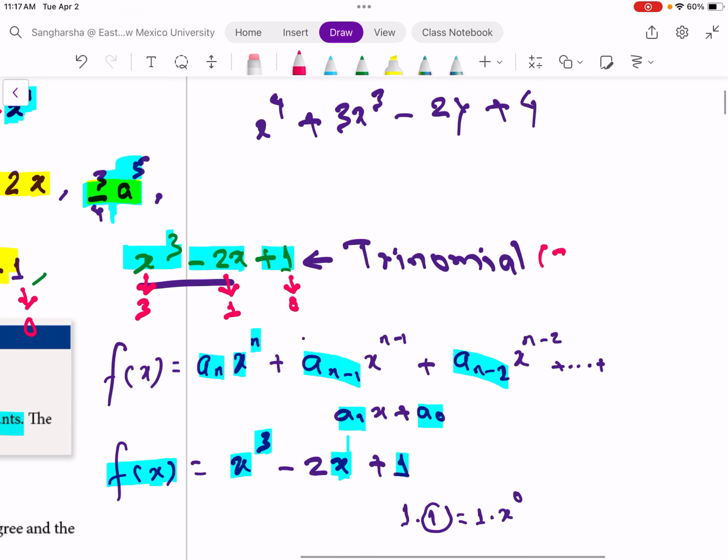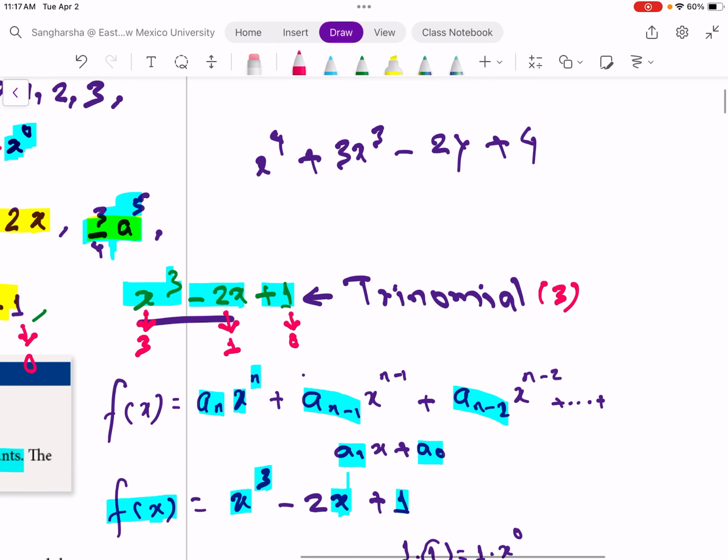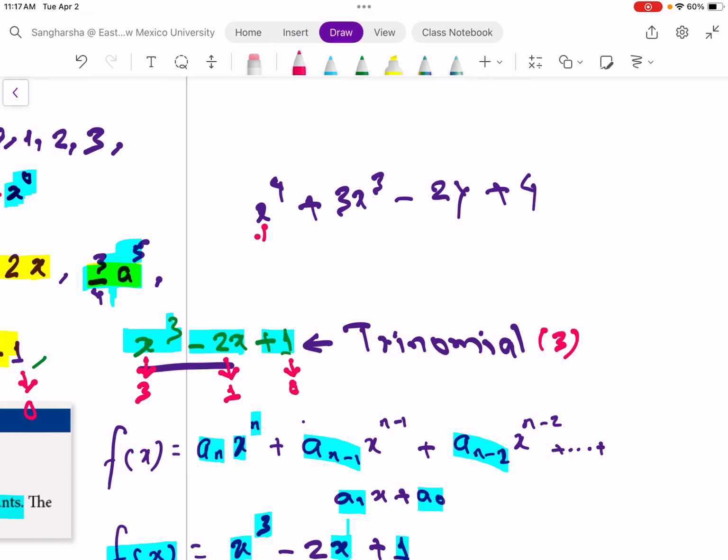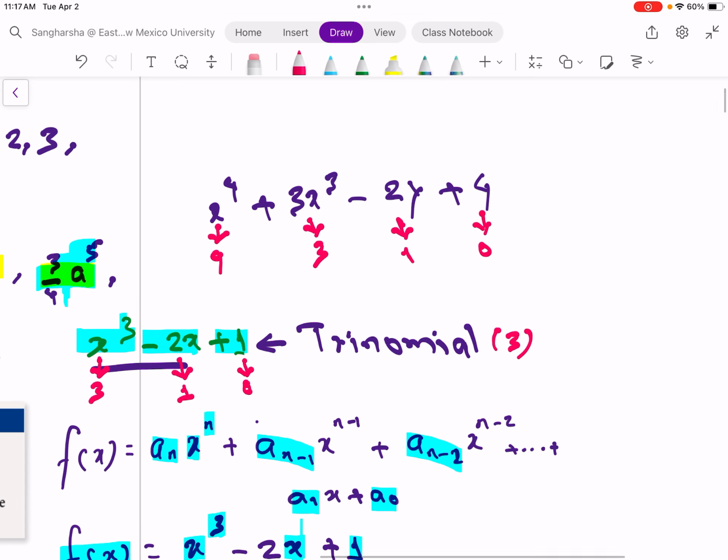Okay, now let's go to this polynomial. X to the power 4 has a degree 4. 3x cube has a degree 3. 2y has a degree 1. 4 has a degree 0. And the highest degree is 4. So 4 is the degree for this polynomial.